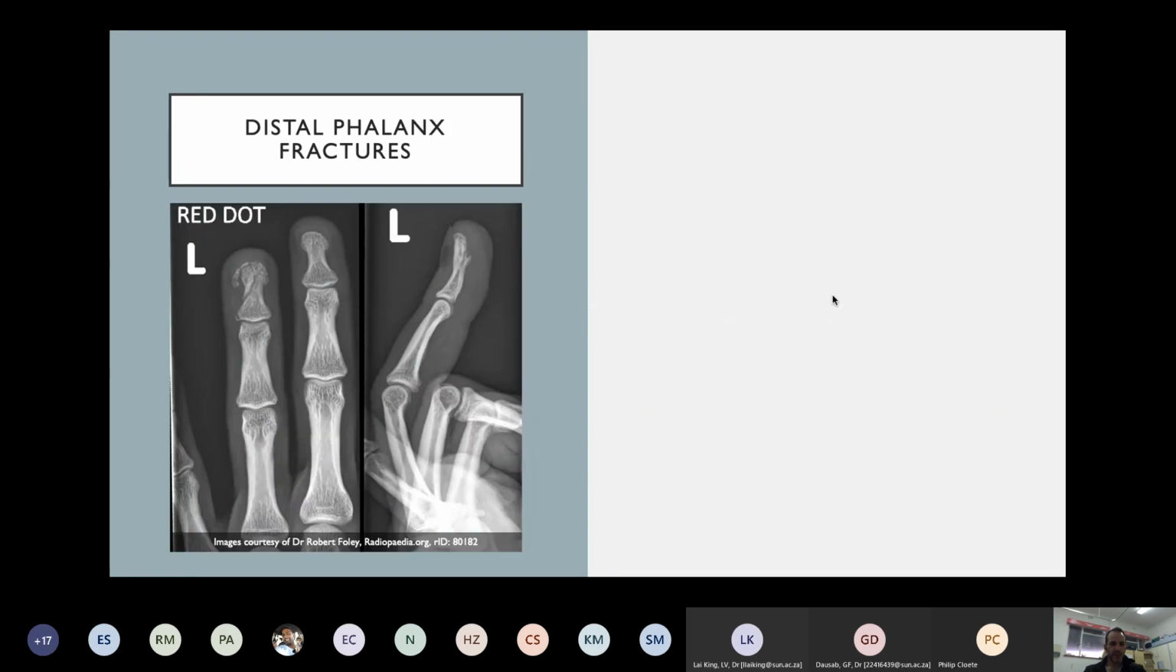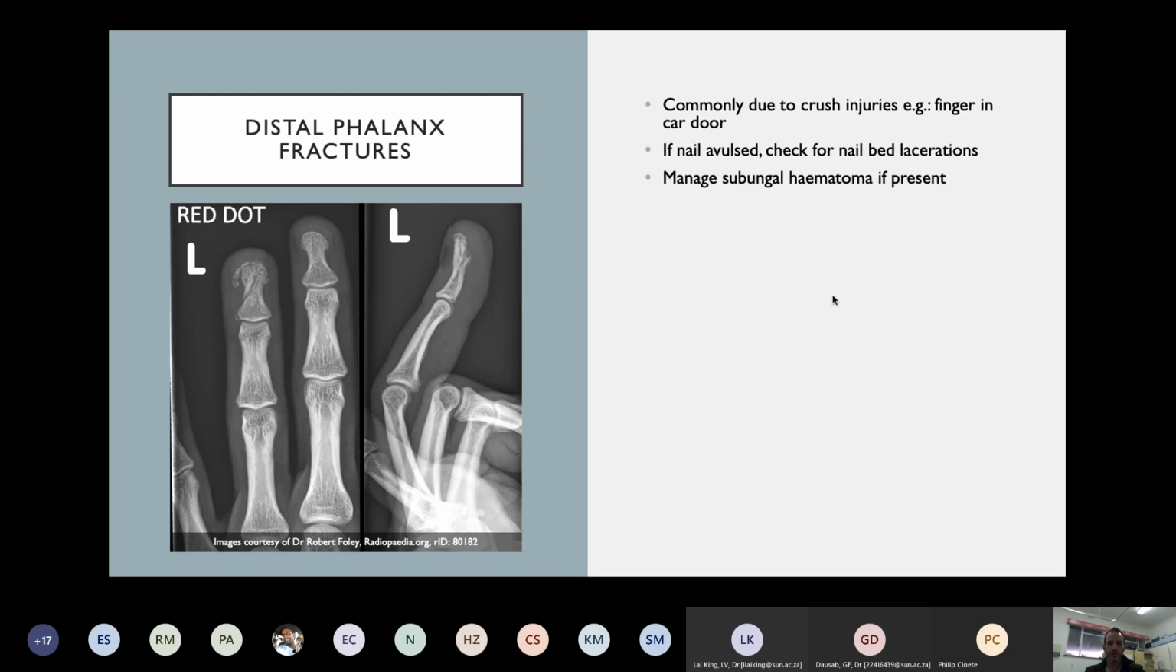So commonly distal phalanx fractures we see often. A person gets their fingers caught in a car door. They present with a big bruised swollen nail. These are commonly associated with nail avulsions, so make sure that you check for nail bed lacerations as well. If they have a subungual hematoma, which I'll talk about soon, you need to manage those as well.